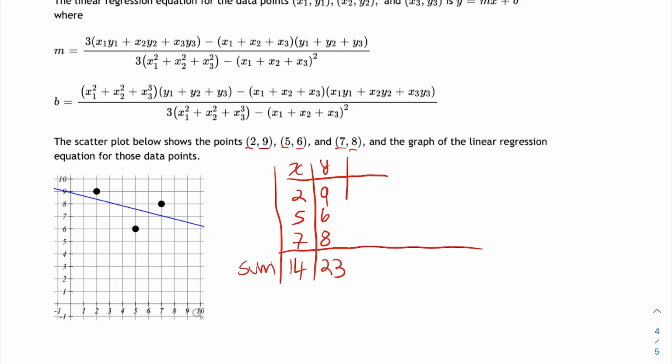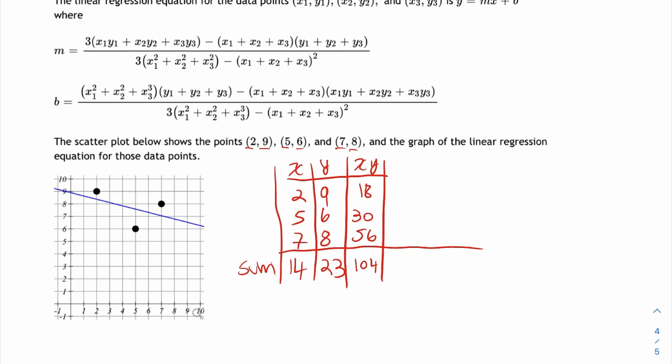while the sum of 9, 6, and 8 is 23. All right. In the next column, I notice that I'm also going to have to multiply the x's and y's together and add all those up. So I'm just going to find the product of x and y in the next column. So the product of x and y is going to be 9 times 2 is 18, 5 times 6 is 30, 7 times 8 is 56. So those are the product of the coordinates of each point. Then I just have to add them all up, and that gives me 104.